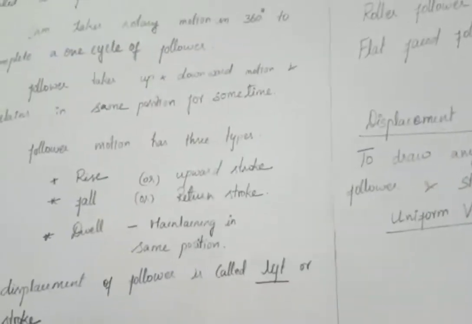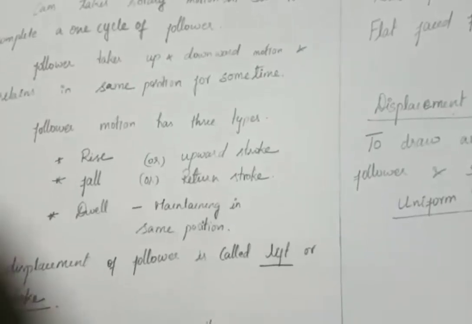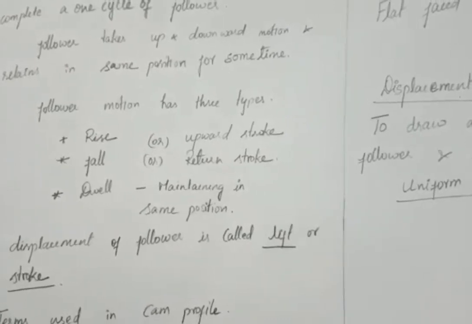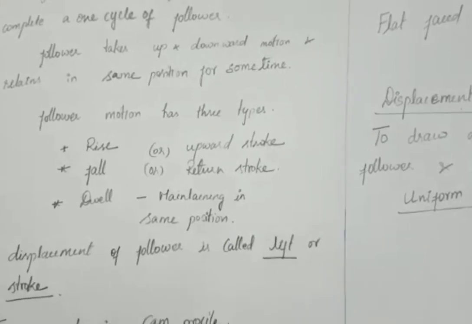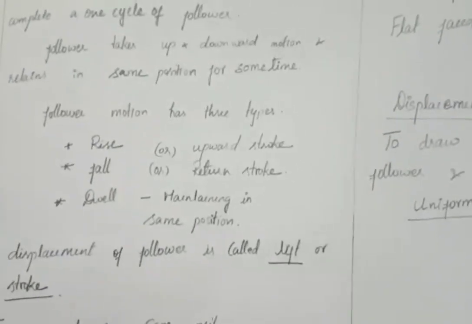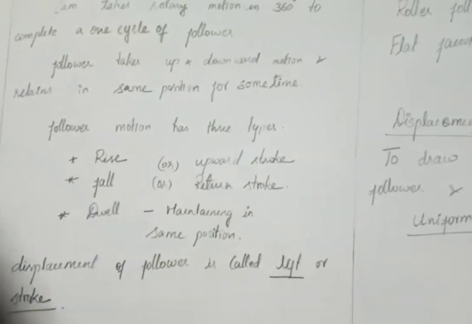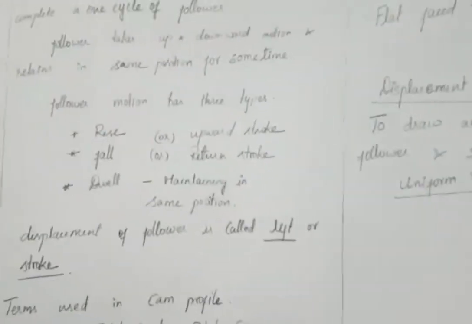Okay. There are three types of follower motions: rise or upward stroke, fall or downward stroke or return stroke, and dwell. Whenever it reaches the rise stroke, it maintains the same position to inject the fuel, and after reaching the return stroke, it maintains the same position to exhaust the gases. Whenever it maintains the same position, that is called the dwell period.